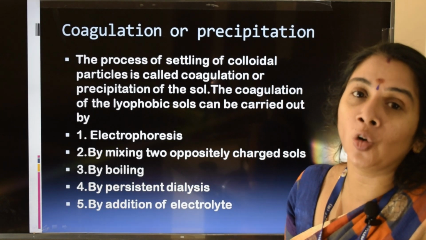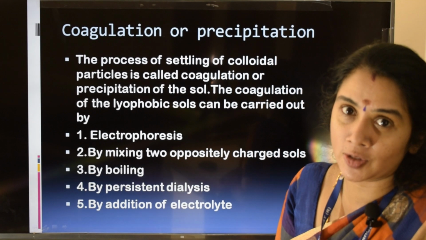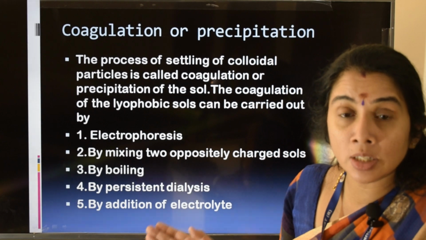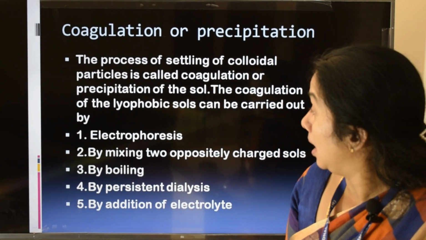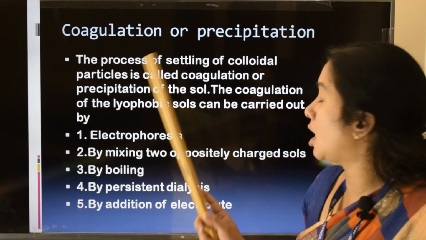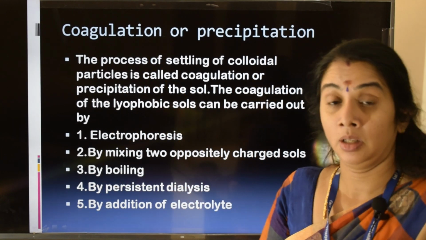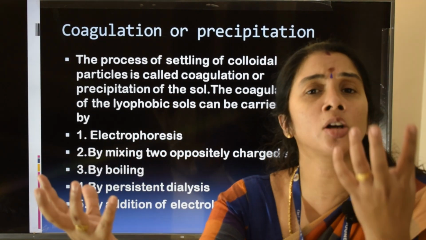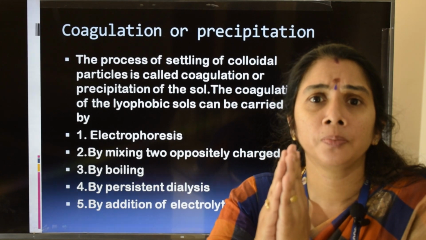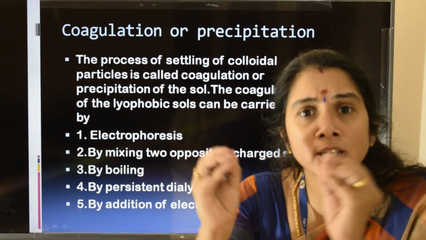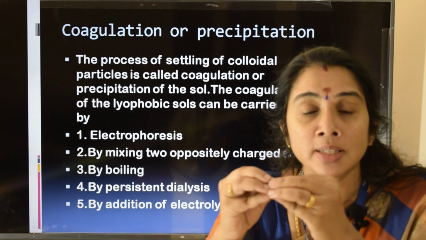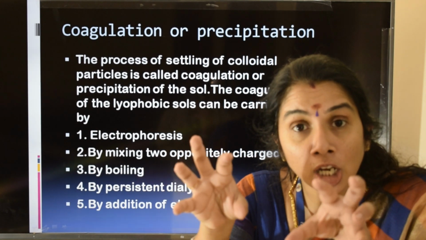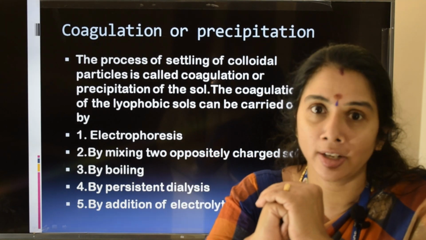First one is electrophoresis. Just now we have discussed electrophoresis. That is the movement of particles towards the oppositely charged electrodes in presence of an electric field. Second method is by mixing two oppositely charged sols. So how is it possible? You have to take a positively charged colloid and a negatively charged colloid. Mix both. When these two oppositely charged colloids come close to each other, neutralization happens, and they settle down. Thus, by mixing two oppositely charged sols, we can coagulate the colloids.